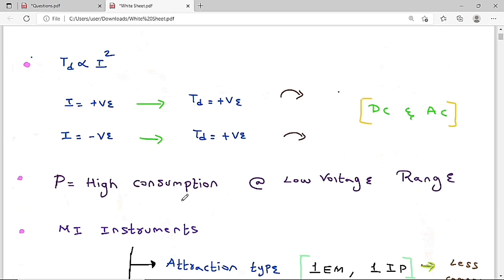Because of this, it is going to consume a lot of power when the voltage is very low, so it can attract or repel the iron piece. For this reason, the power consumption in moving iron instruments is very high for the low voltage range.